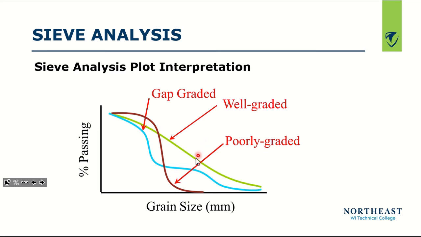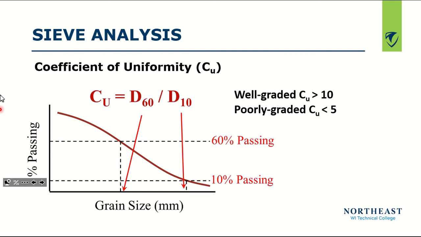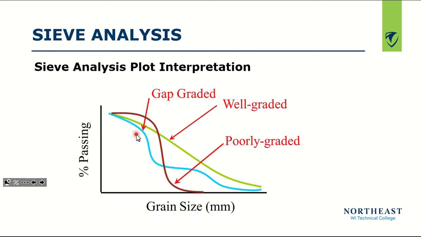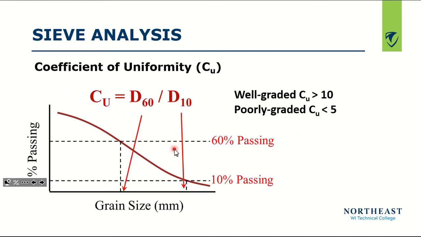Okay, so mathematically, how do we calculate those? We call this the coefficient of uniformity, or sometimes you'll hear me say uniformity coefficient. Well graded, so what is well graded again? Well graded is a flat curve. If I have a coefficient of uniformity greater than 10, it's well graded, and poorly graded, a steep curve, if it's less than 5. Okay, so how do I calculate that?